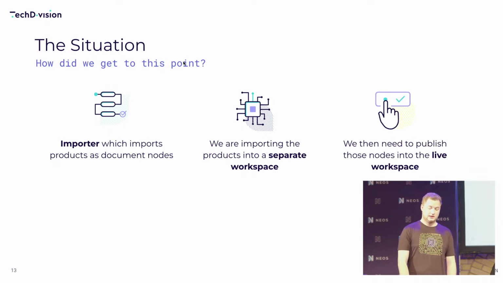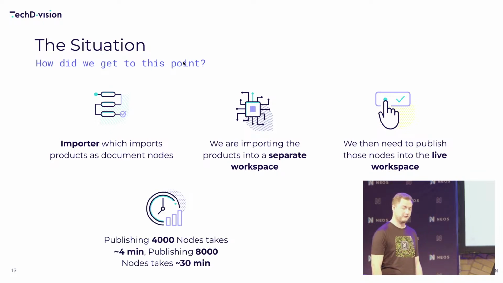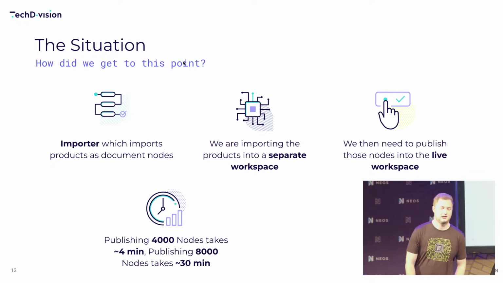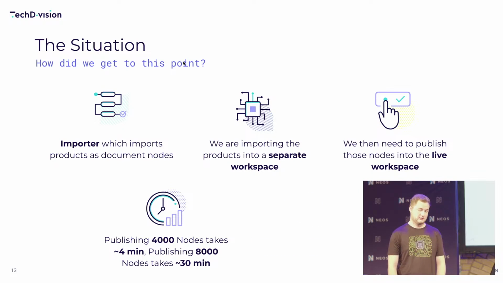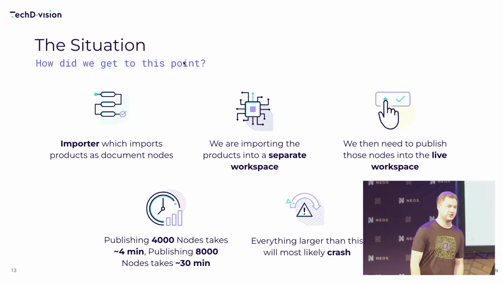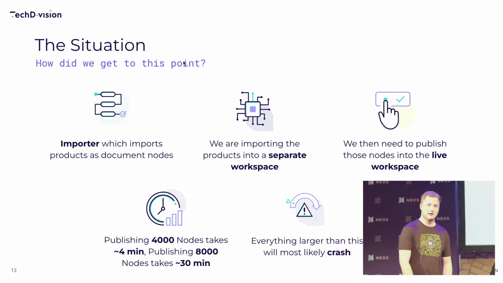But of course, then we need to publish these changes into the live workspace. And at least from my experience, publishing 4,000 nodes takes about 4 minutes, and publishing 8,000 nodes takes 30 minutes. So if you try to publish workspaces larger than 8,000 nodes, most likely the publish will crash because it runs into a timeout or a memory limit or stuff like that.